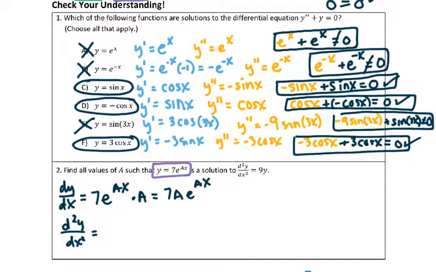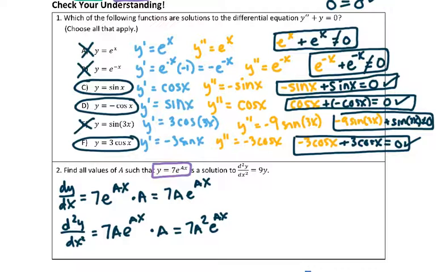Okay, so the second order derivative would be very similar, right? The whole thing remains the same because it's exponential. And then times a for the chain rule. So we get 7a squared e to the ax.